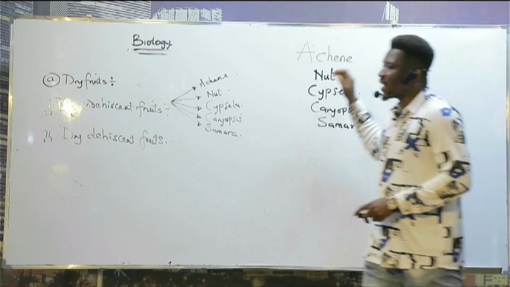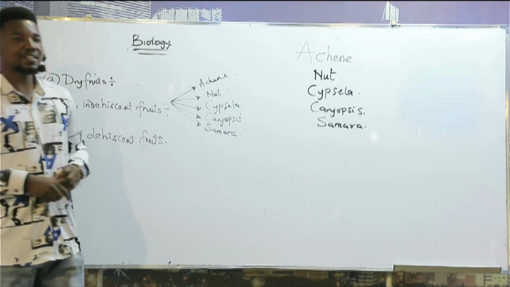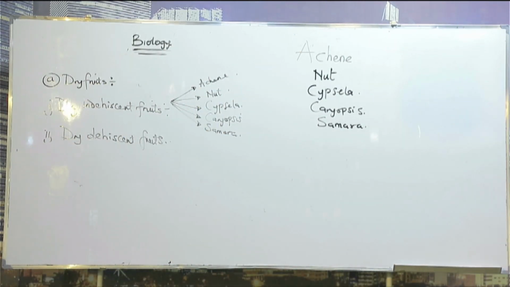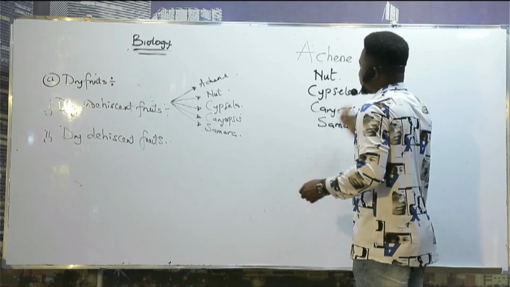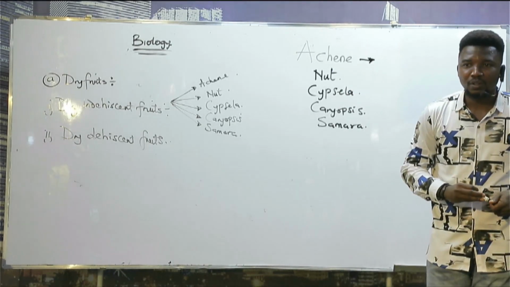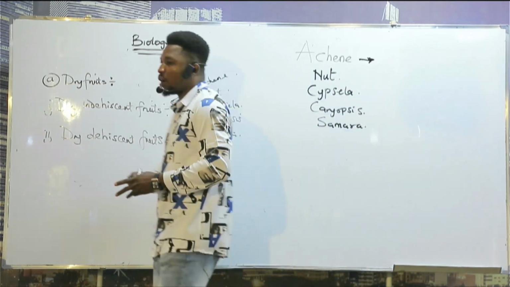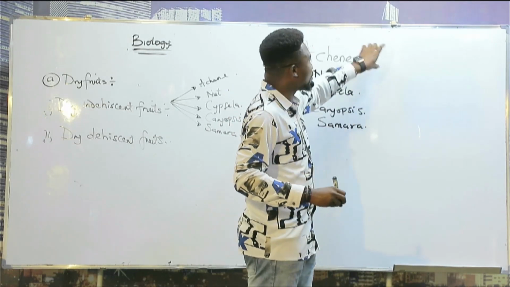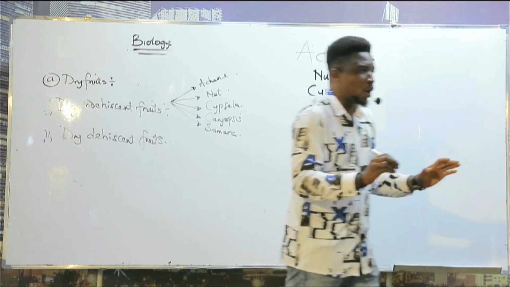What is an achene? An achene is a type of dry, indehiscent fruit that has a simple pericarp. What are the examples of an achene? Remember that an achene can be a nut. Examples of these, we have the seeds of sunflower. We also have cashew nut. So cashew nut can be placed here and also here. Now what is a nut?